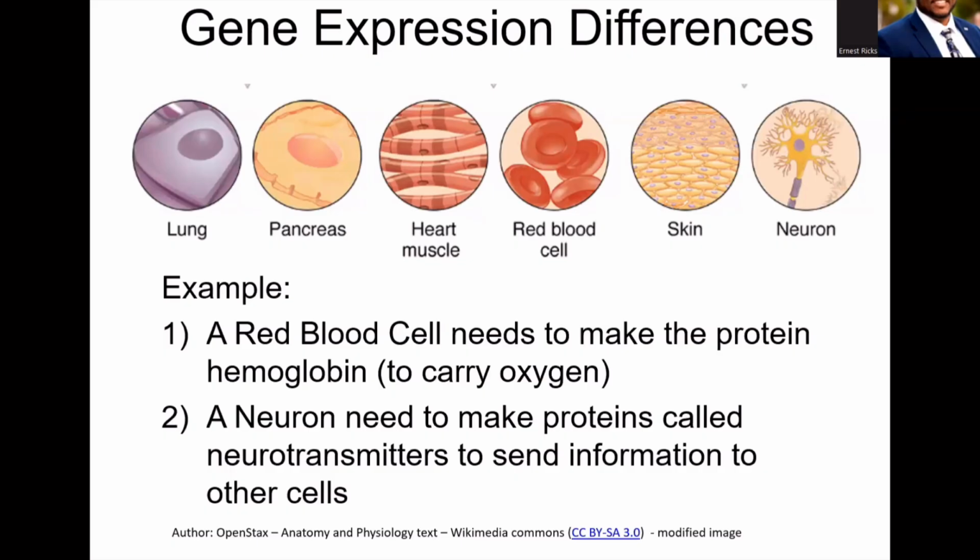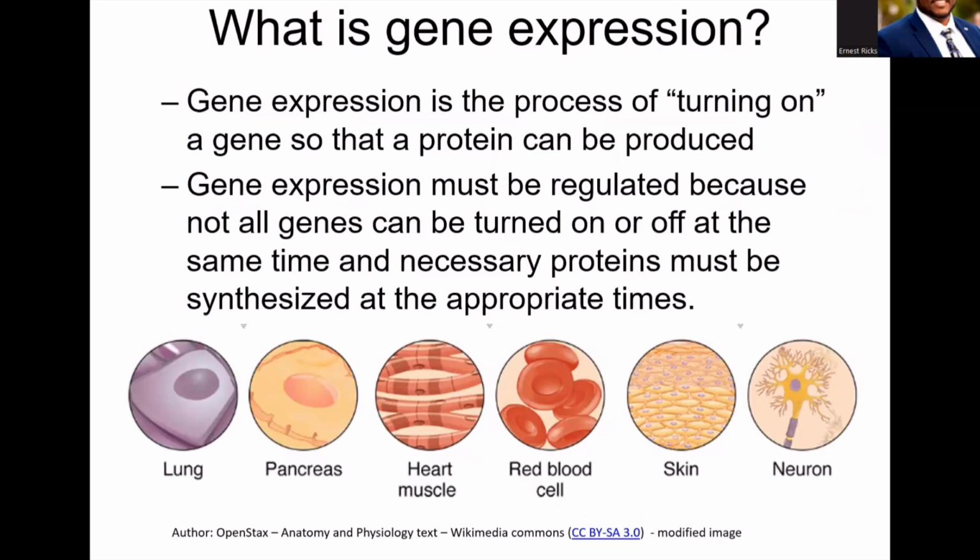So this whole concept of why, if all of these cells have the same exact DNA, everything is so different? Well, it's also because of how those genes are expressed. Gene expression is the process of turning on a gene so that a protein can be produced.